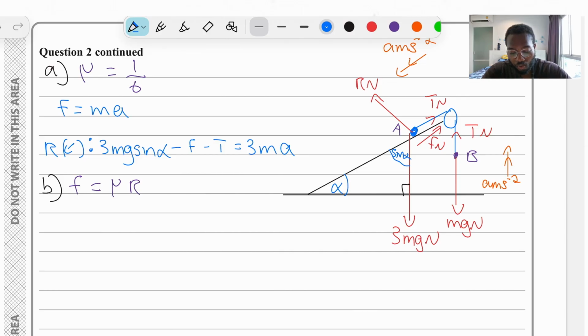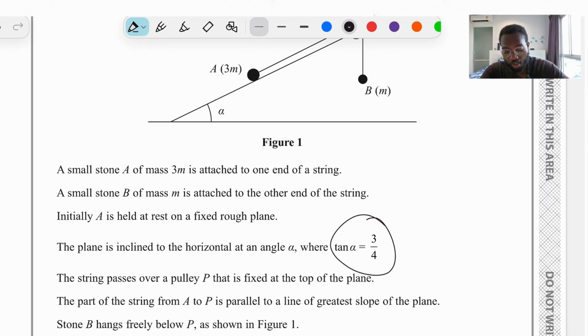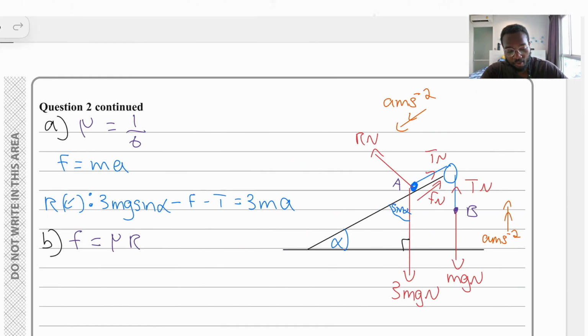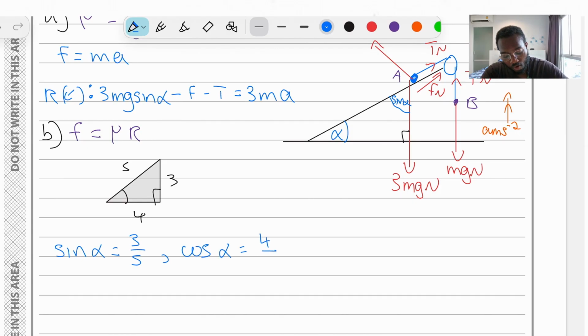But let's actually get some values going. So for example, what else can we do? Well, we know in the question that tan alpha is equal to 3/4. So what does that mean? Well, that means that if we were to draw a little right angle triangle here, this would be a 3, this would be a 4, and this would be a 5. Therefore, we'd have sine alpha as 3/5 and cosine alpha as 4/5, okay? And now let's try and work out some of these values.